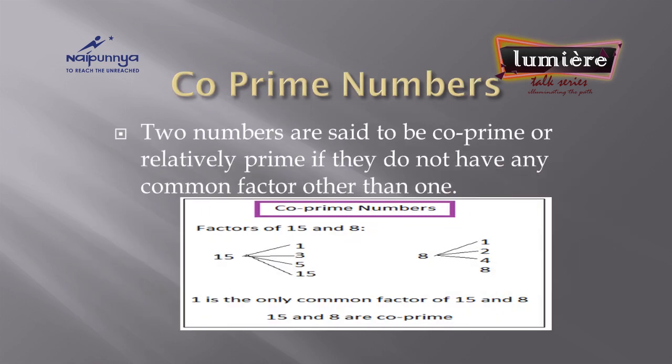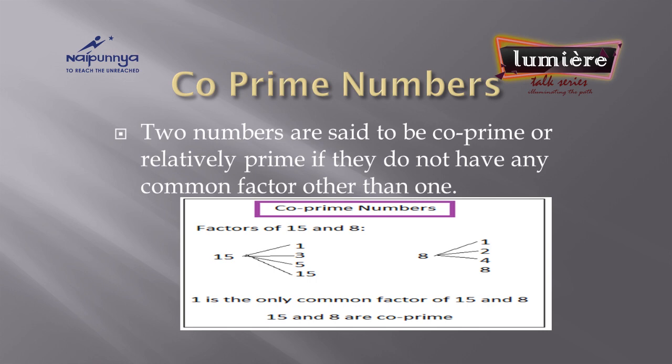Next category is coprime numbers. Coprime numbers are also known as relatively prime numbers. Two numbers are said to be coprime or relatively prime if they do not have any common factor other than 1. You can understand it easily by seeing the example shown below.